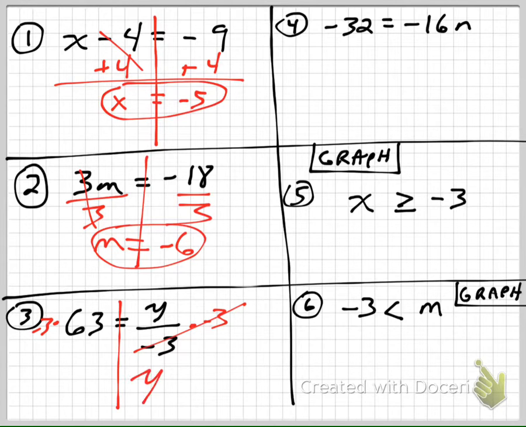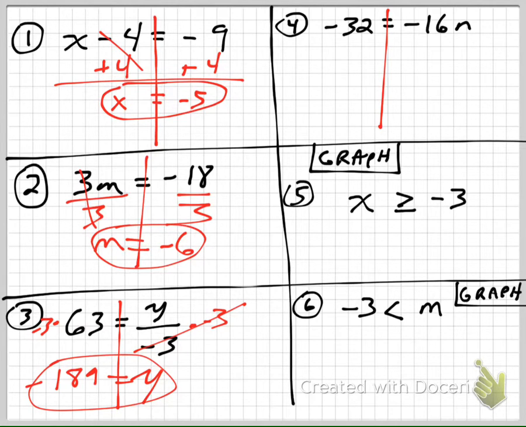They're gone. That leaves me with y equals, what is 63? A negative times a positive is a? Negative 189. You can leave it like this in your work, as long as in your answer column you put y equals negative 189, right? Y equals negative 189.